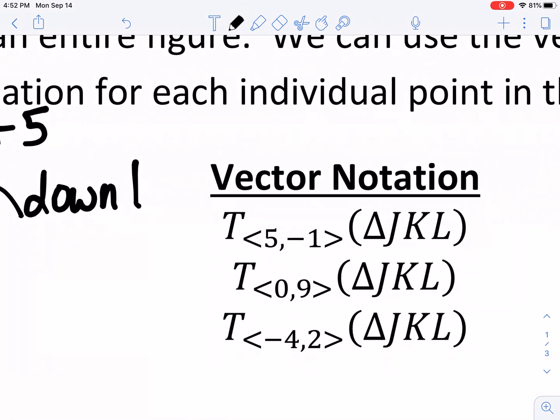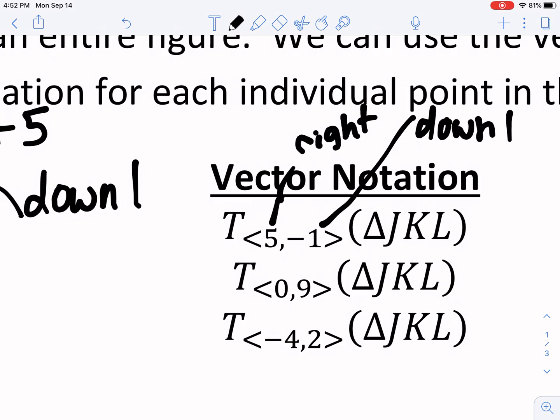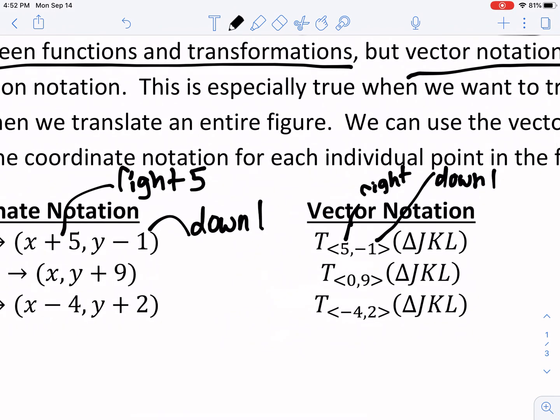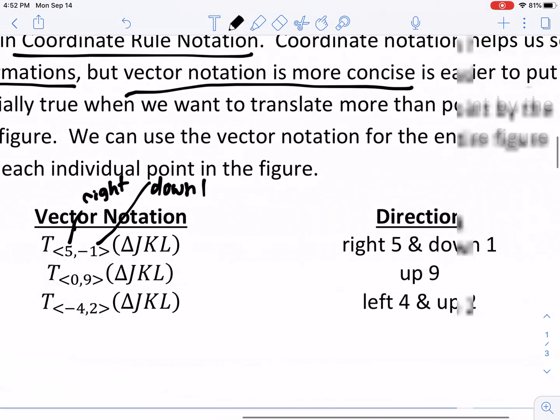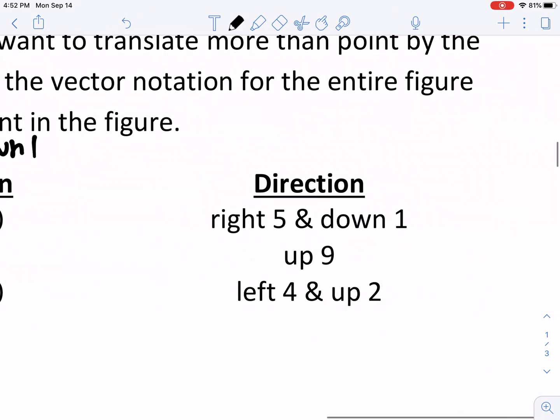Okay? Then, doesn't that match our vector notation? Remember, if it was positive, it was right 5. And then if it's negative for the Y, that meant down 1. Okay? So these are just two different ways to represent the same information, and then we could also just say it right 5 and down 1.